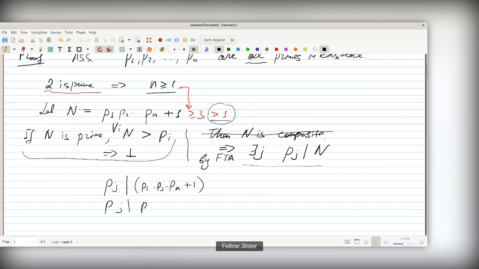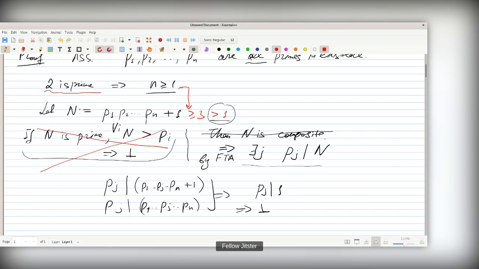And pj divides this product. What does it mean? Then clearly, pj must divide 1, which is not possible. A prime number cannot divide 1. That's all. In fact, considering this case, when n itself was prime, is not necessary. Okay, let us repeat the proof.